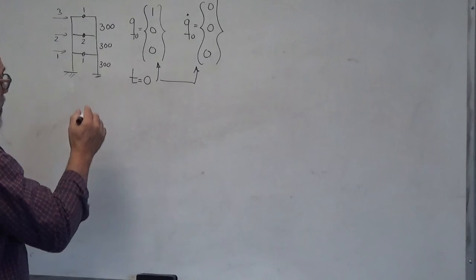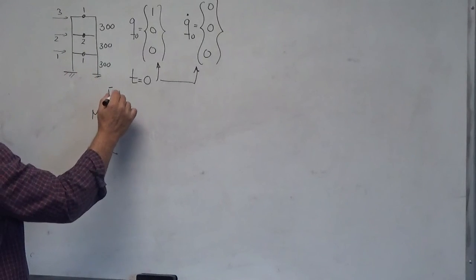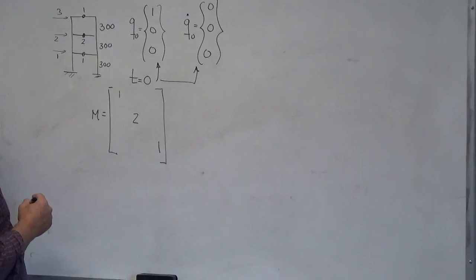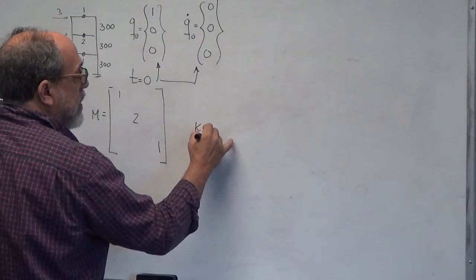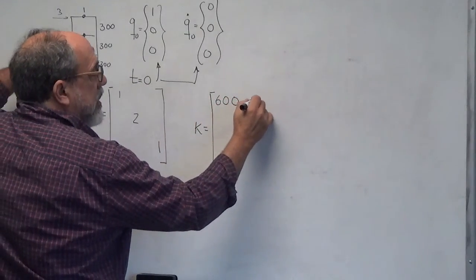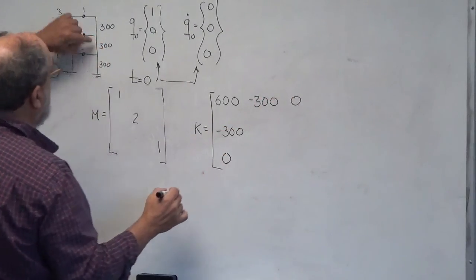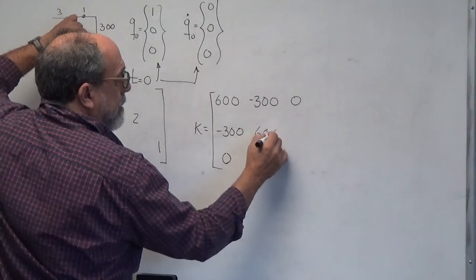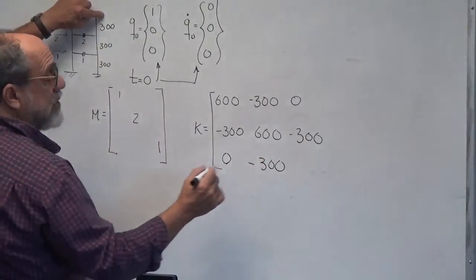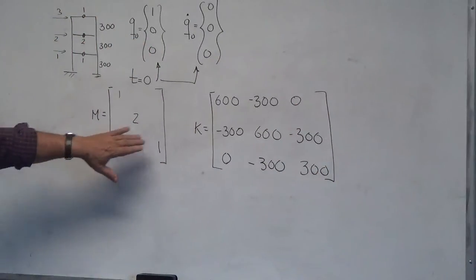All right. So the first step, we need to form the mass matrix, and for a building like this, it's just a listing of the masses in the diagonal. And we need to assemble the stiffness matrix, and that's going to be 600, minus 300, and 0. And then we move to this level, and that's going to be 600 and minus 300. And then we pull the last one, and that's going to be 300. So this is the mass, and that's the stiffness.